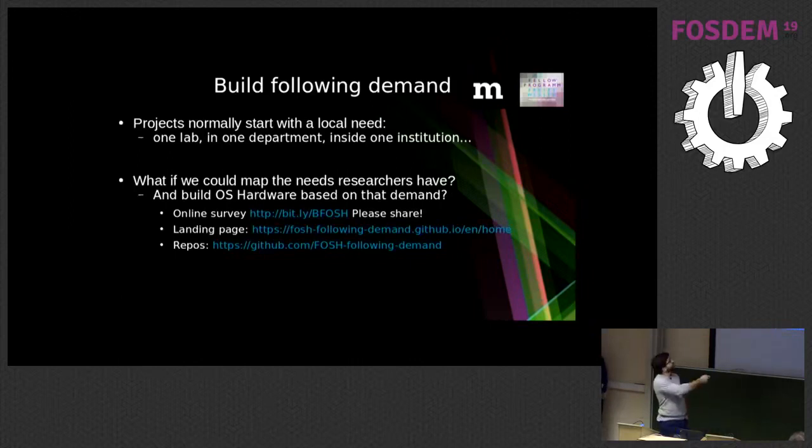So can we make a map of what researchers actually need, and once we have the map, build open source hardware based on this map? Let's say from 1,000 researchers, 800 of them need a better version of a microscope. So let's build that first, get a huge user base using open source hardware, and then move on to the next thing, right? There is already an online survey going on.